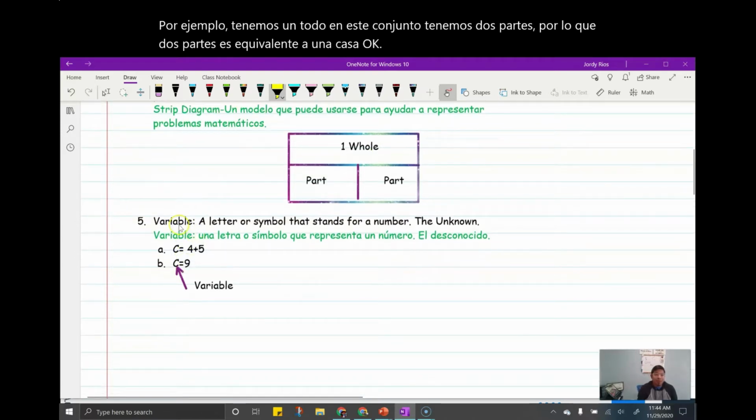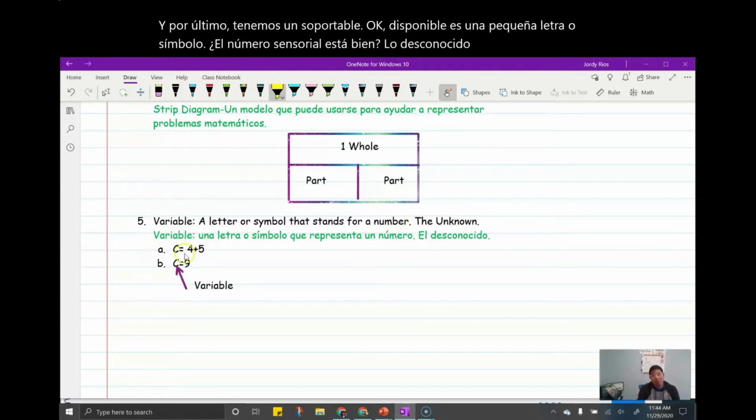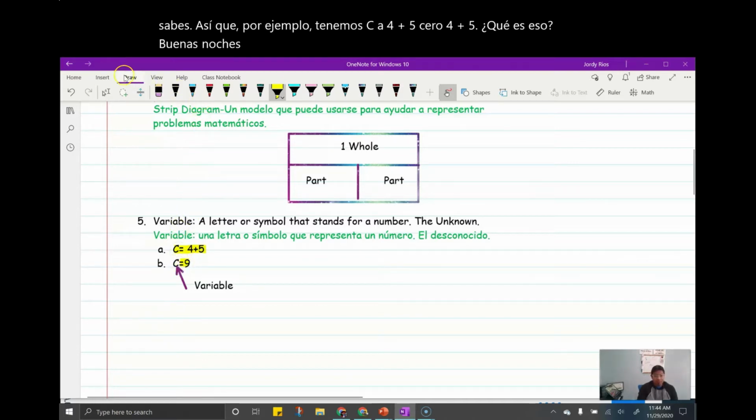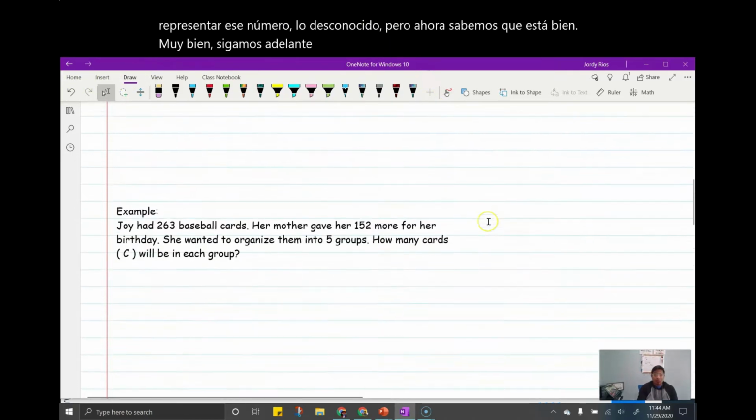And lastly, we have a variable. A variable is a letter or symbol that stands for a number, the unknown, which is something we don't know. So for an example, we have C equals 4 plus 5. So 4 plus 5, what is that? Good, 9. So that means C equals 9. That's what that means. It's to represent that number, the unknown. But now we know. Alright, so let's go ahead and get started with our problem.